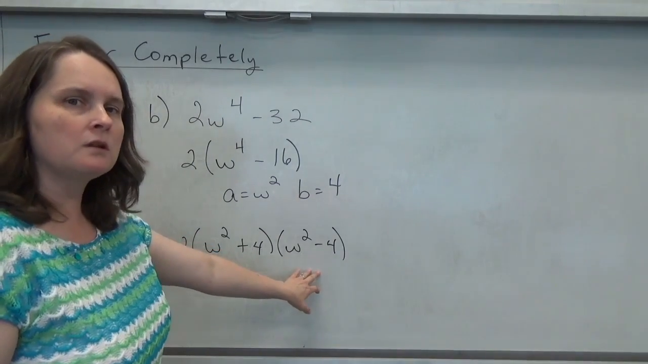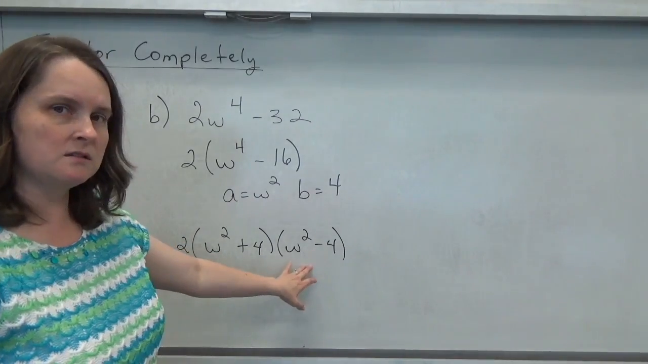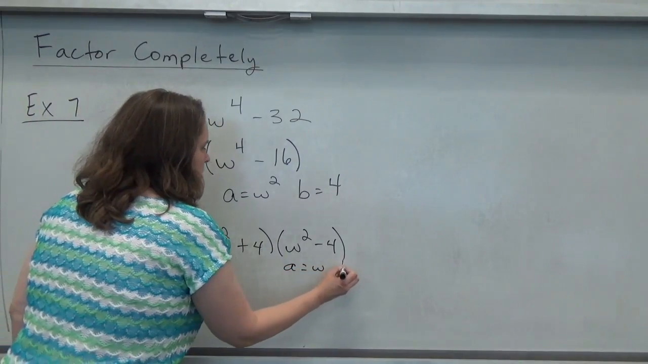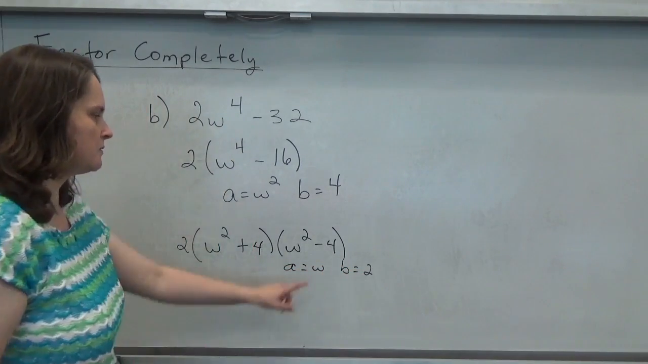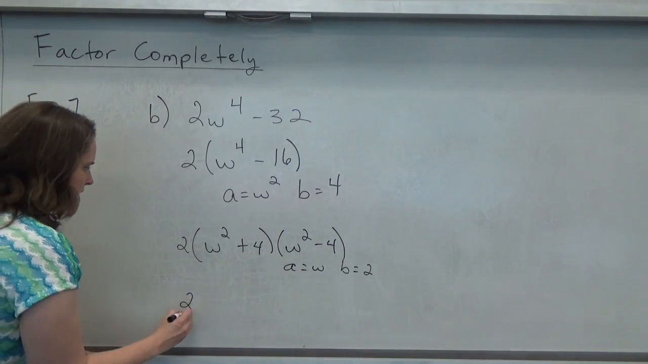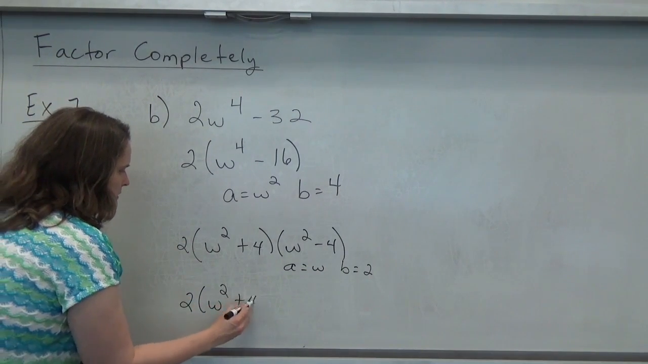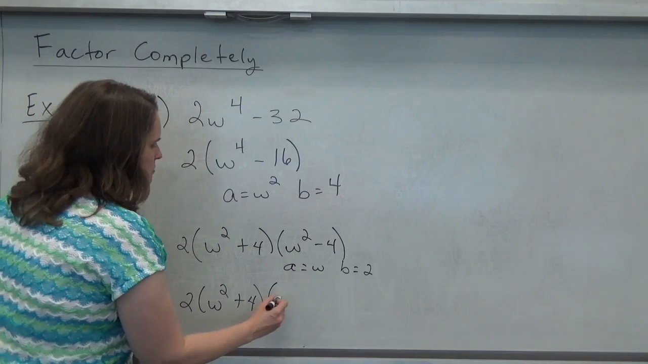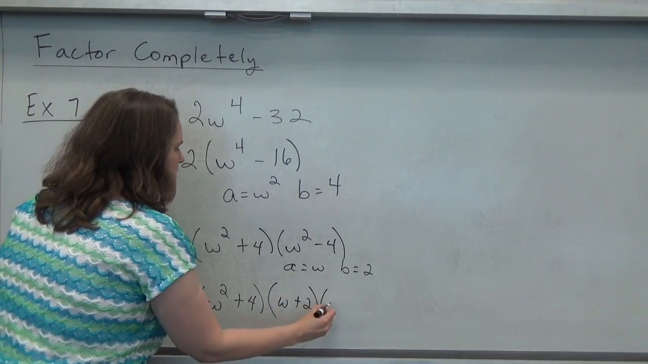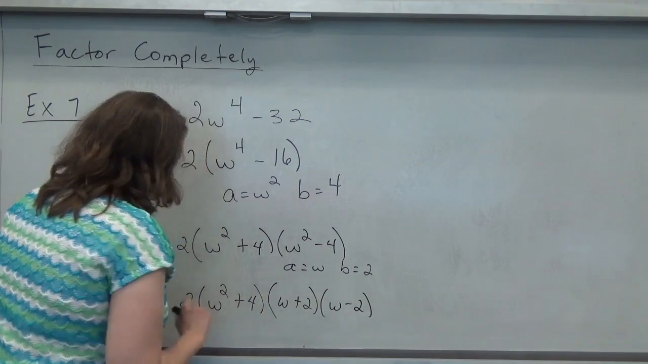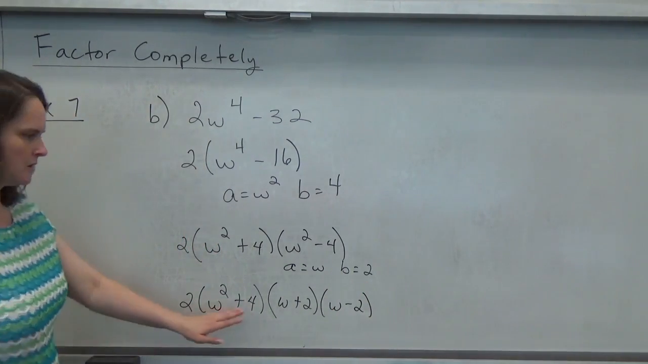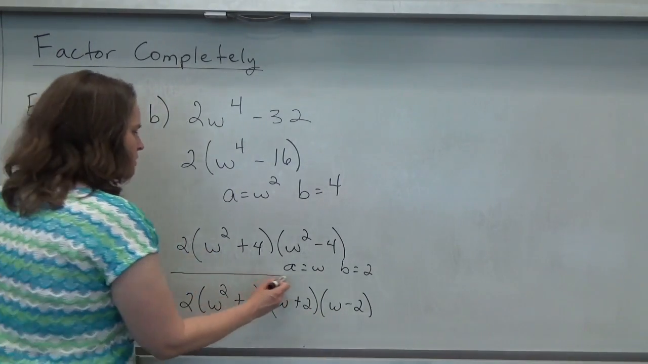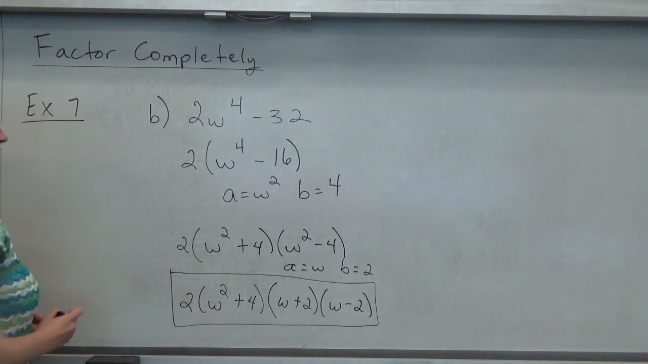W squared minus 4, that's a difference of squares, and that can be factored. This time our A will be w. Our B will be 2, since 2 squared gives me 4. So we'll bring down the GCF and the other factor that we have, and then we're left with A plus B. This time is w plus 2 times A minus B is w minus 2. And because there is nothing more that can be done here or here, we've got a sum of squares, which is prime here. That's as far as we can take it. So this is completely factored.